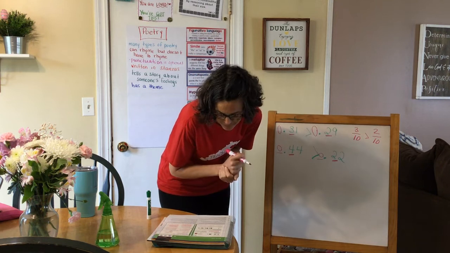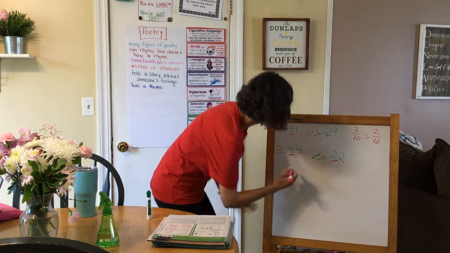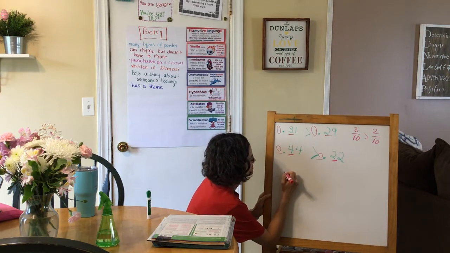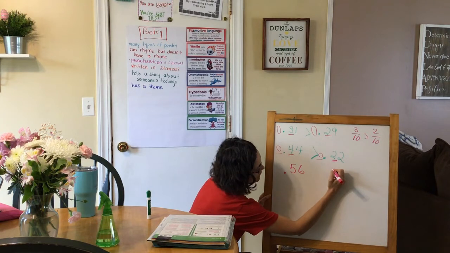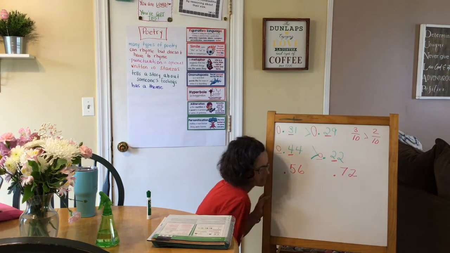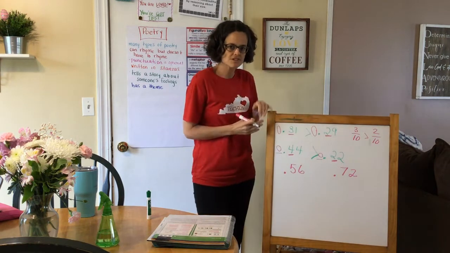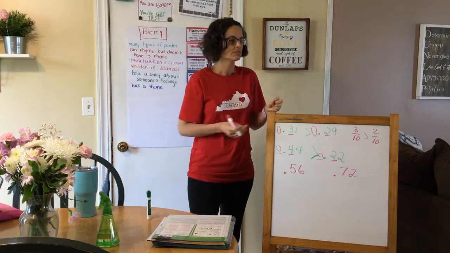So let's take a look at one that doesn't have a picture on it. Let's do 56 hundredths, and I'm going to compare that with 72 hundredths. All right, pause me and see if you can figure out which one is larger, which is greater. Ready? Go.